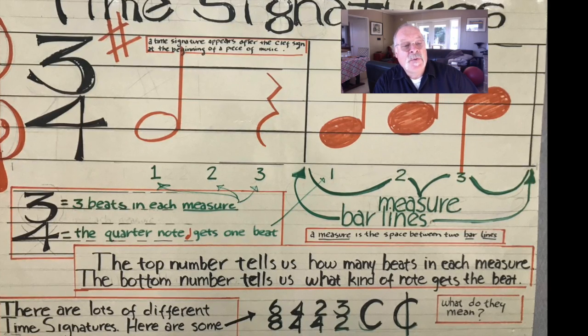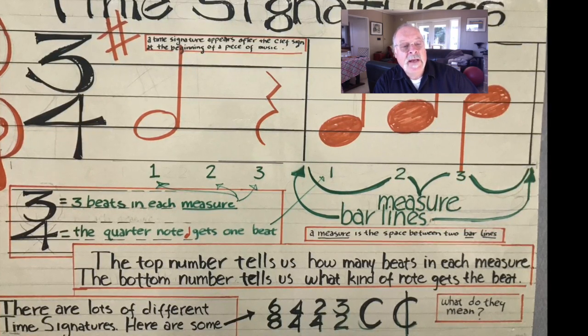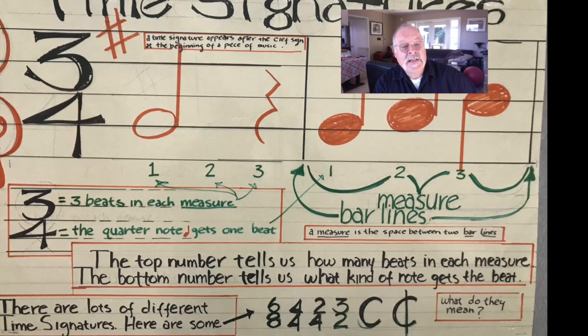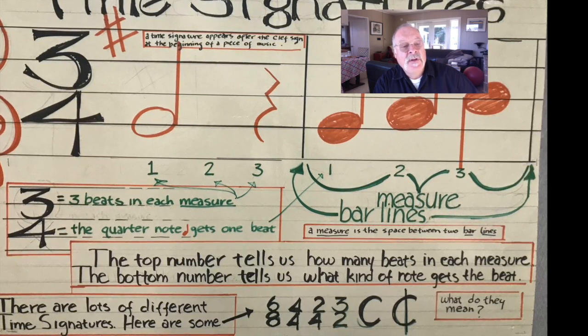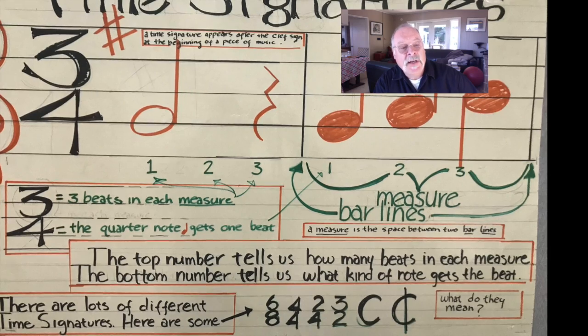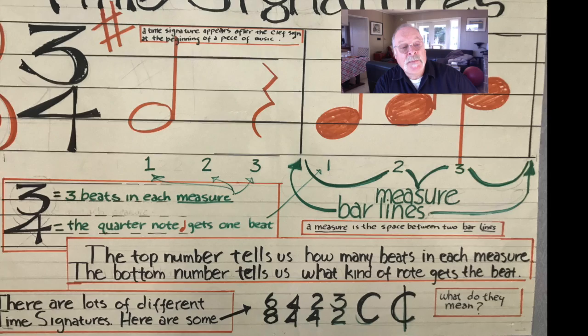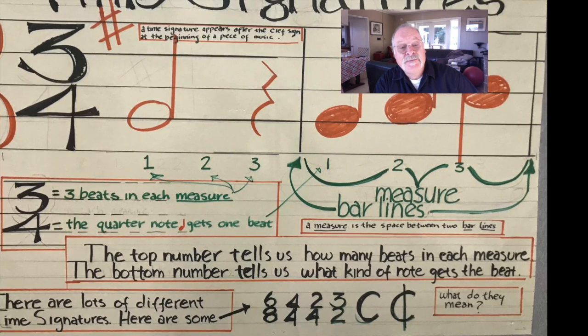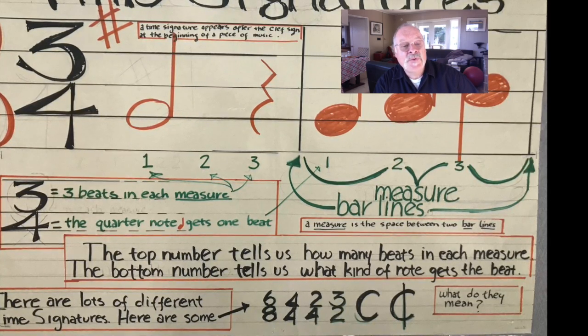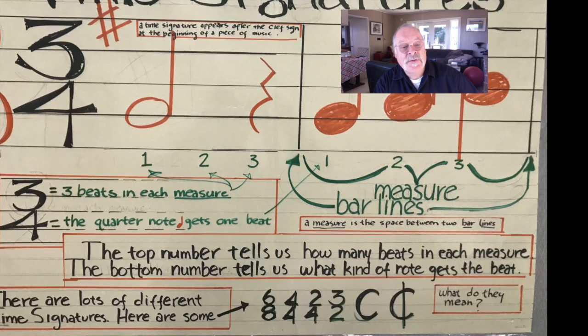The bottom number is always 2 or 4 or 8 or 16. That's because the bottom number stands for a note, a half note, a quarter note, an eighth note. Get it? In our music books, they even replace the bottom number with a note. I guess that makes sense. The top number tells you how many of those notes you can fit into a measure.